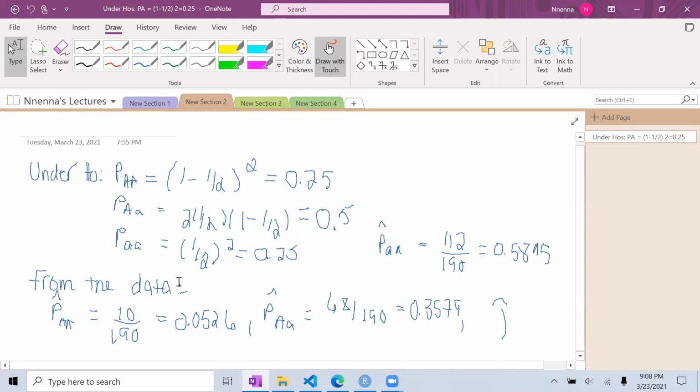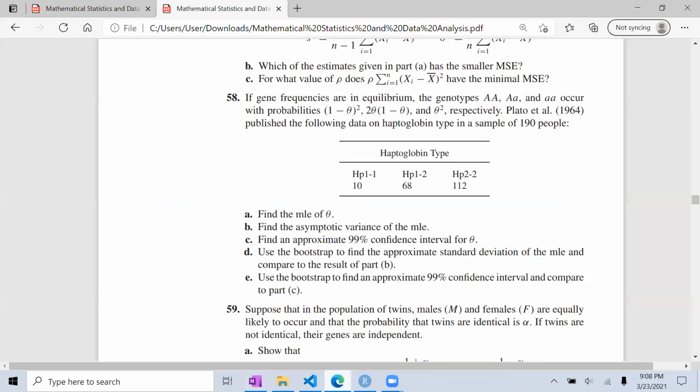What you truly actually observed was what you saw here. So the estimate is actually 10 divided by 190 for the big AA, right? So the heterozygous is going to be equal to 68 divided by 190. And this is coming, by the way, from the table, right? So I'm not pulling this out of nowhere. It's coming from these tables.